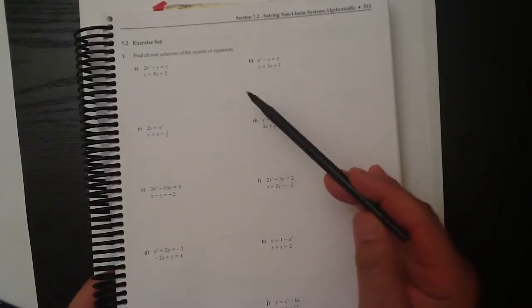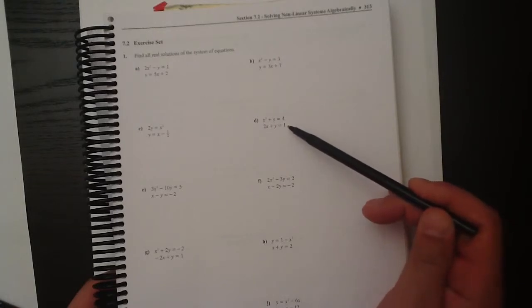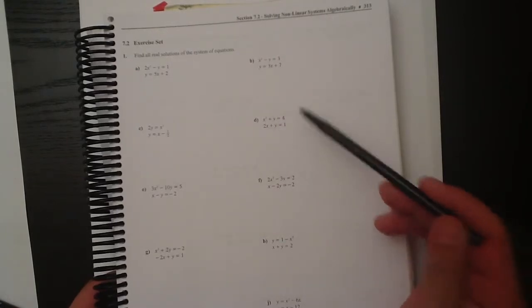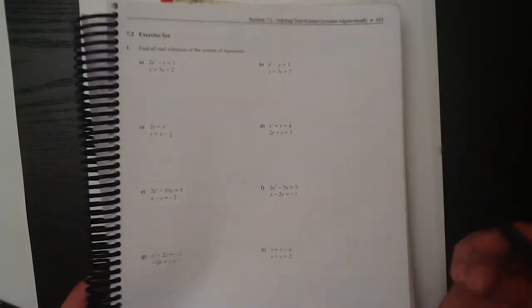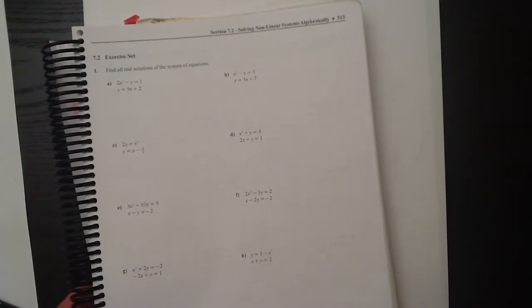Okay, let's give these a go. This is page 313, a 7.2 exercise set, and in all cases these are nonlinear relations where you have one linear equation and one nonlinear, and you're asked to find all the real solutions of the systems. Well, we're going to do two of them. We're going to do D and J.